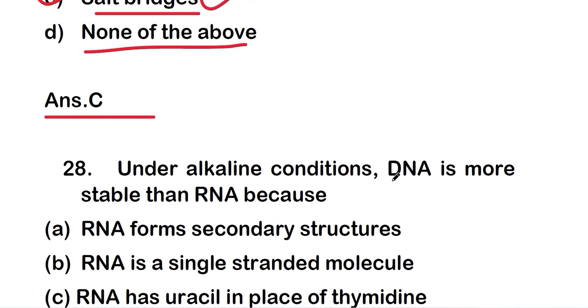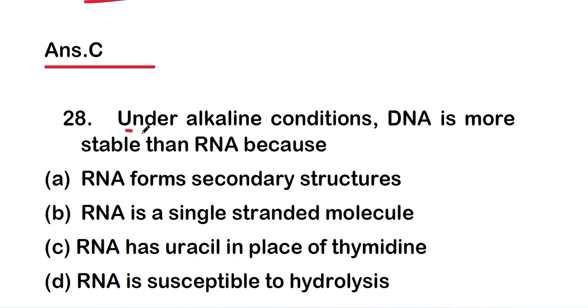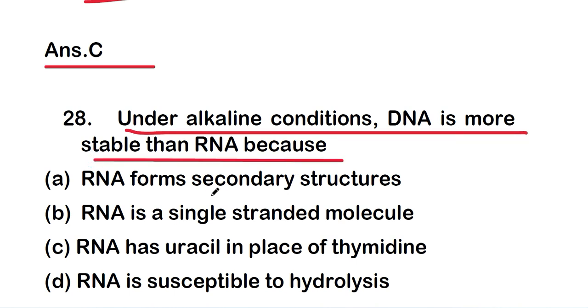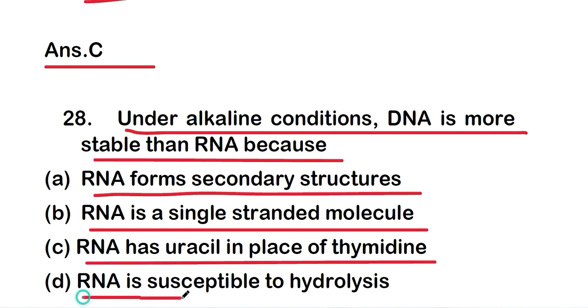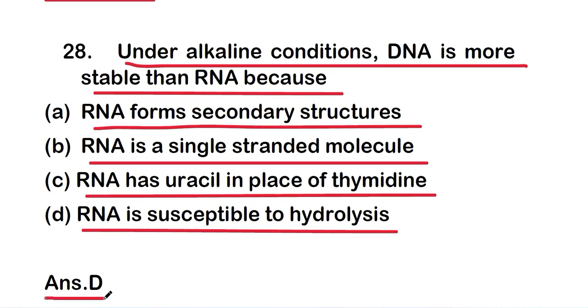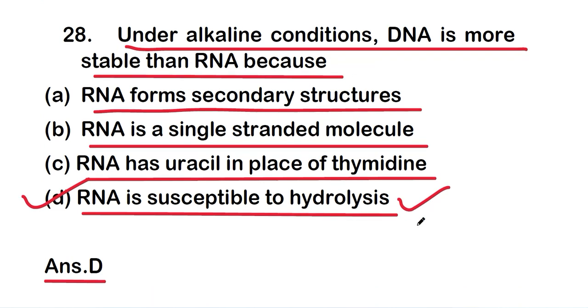Okay, so move on to the next question, that is, under alkaline conditions DNA is more stable than RNA because option A, RNA forms secondary structures. Option B, RNA is a single stranded molecule. Option C, RNA has uracil in place of thymidine. Or option D, that is RNA is susceptible to hydrolysis. And the right answer is option D, that is RNA is susceptible to hydrolysis. So under alkaline condition, DNA is more stable than RNA because RNA is susceptible to hydrolysis.